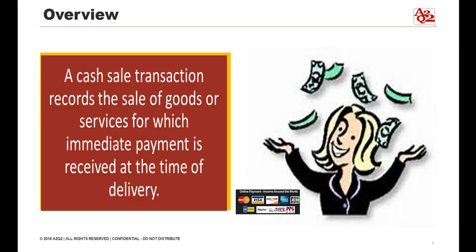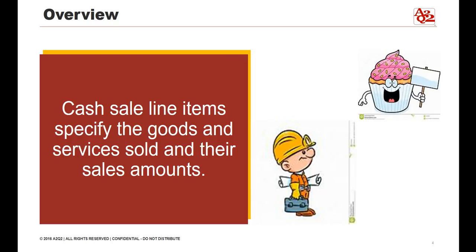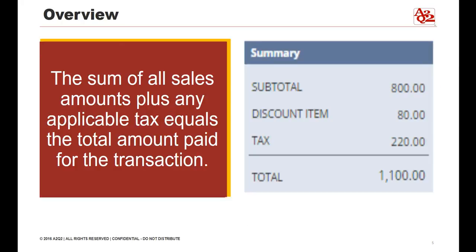A cash sale transaction records the sale of goods or services for which immediate payment is received at the time of delivery. Cash sale line items specify the goods and services sold and their sales amounts. The sum of all sales amounts plus any applicable tax equals the total amount paid for the transaction.